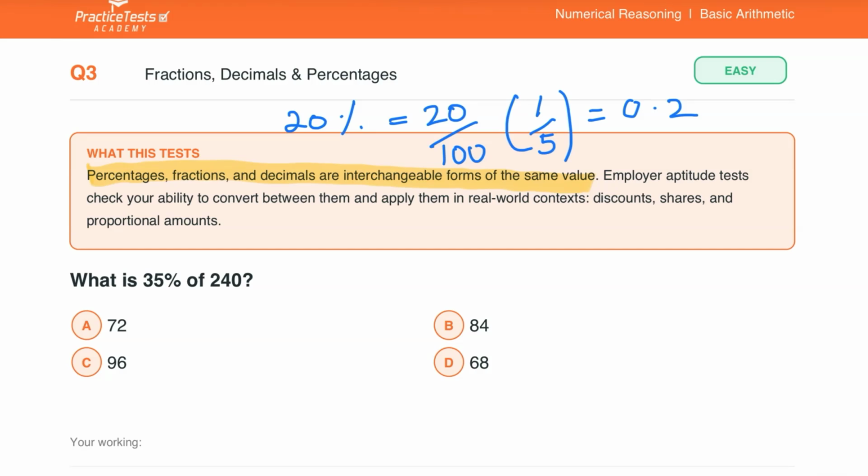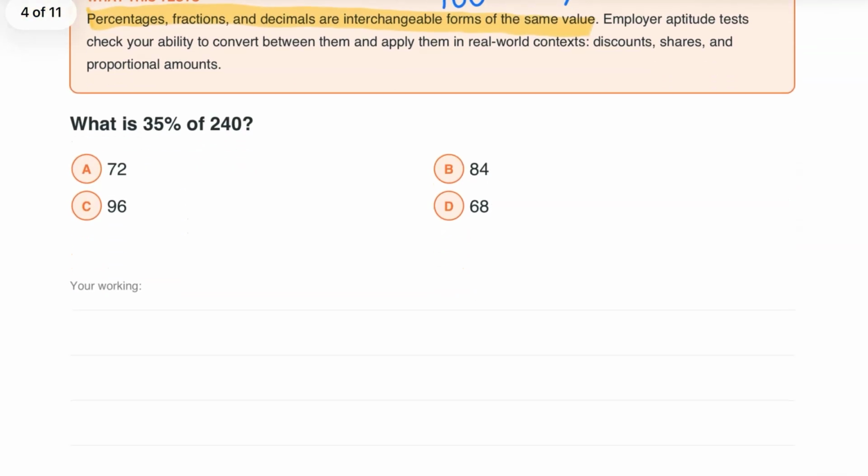Let's look at this simple question here. What is 35% of 240? Pause the video if you want to try it on your own. Let's look through what the answer is. Percentage means it's out of 100. As a fraction, that is 35 divided by 100, or as a decimal, it will be 0.35.